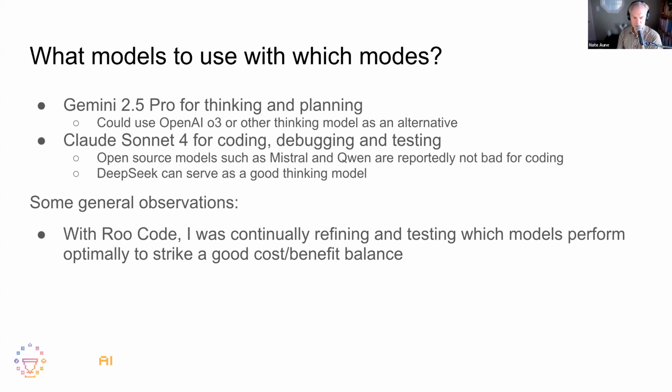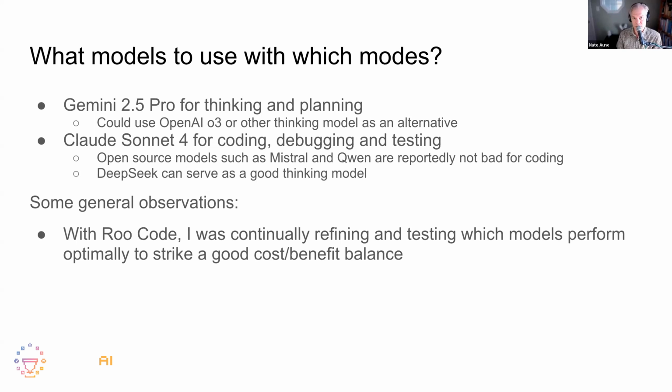So one thing about using RooCode that I didn't like is I was doing a lot of tweaking and constantly refining and testing to try to find a good balance between cost and benefit. Because if you just use the most expensive model, you get good results, but then your token costs go through the roof. So I had to figure out what models I can get away with that are cheaper and still get good quality. And that requires a lot of tuning.